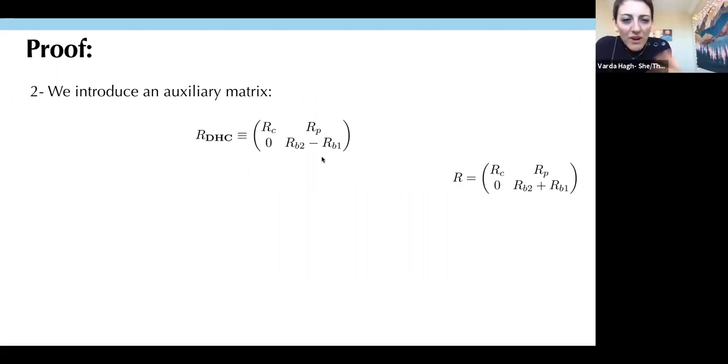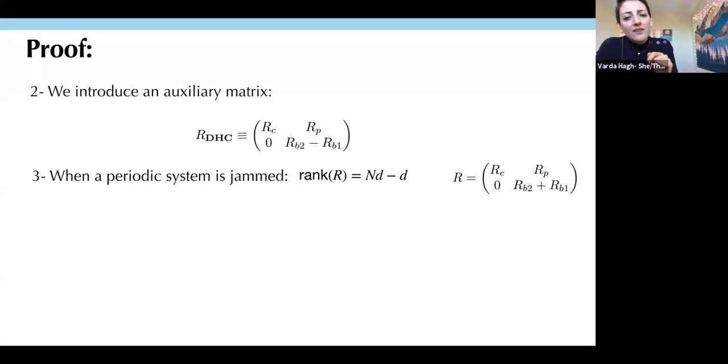Now you might say, okay, what is this RDHC and why are you defining it like this? This is just an auxiliary matrix. It doesn't have any physical meaning, so it's not the same as the rigidity matrix, and it's not really describing anything physical in the system. It's just a matrix that I will use later in this proof to show you why it's useful.